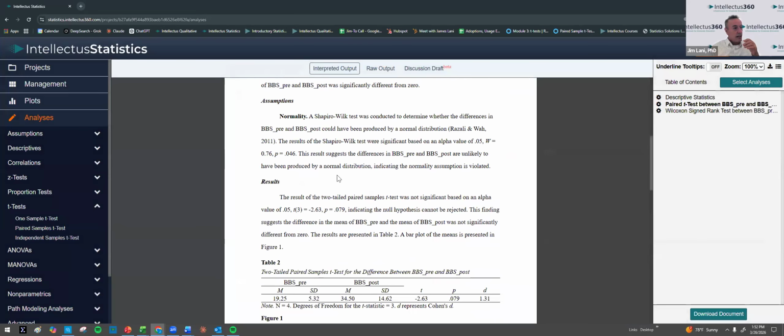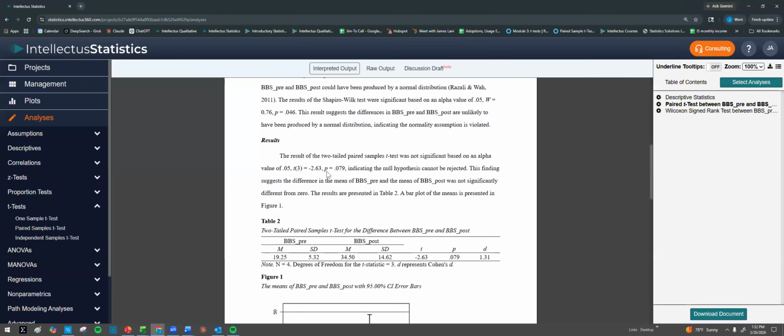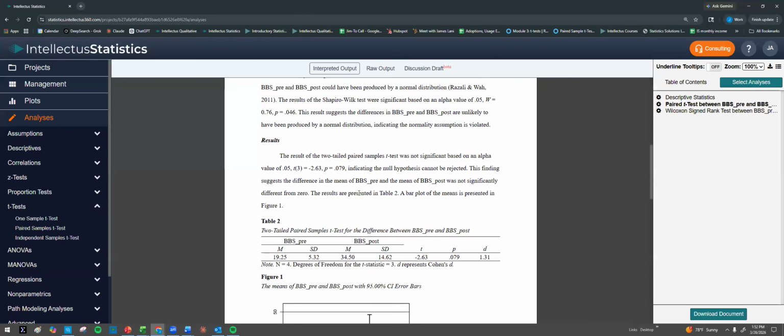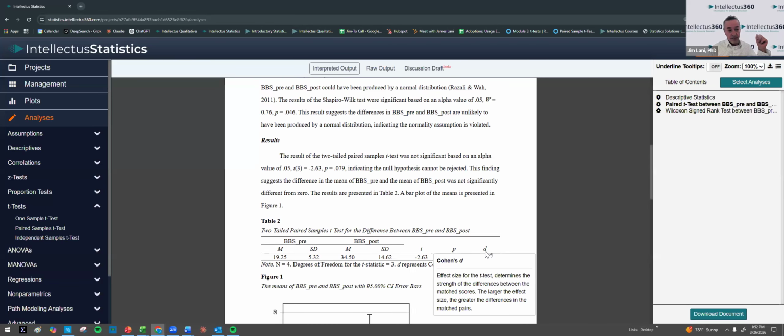So normality was violated. It's going to get to Will's question too. Normality was violated, just noted. The t-test was not significant. That p-value has got to be 0.05 or less. Noted. You have an assumption violation. The t-test is not significant. Heads up on that big D.